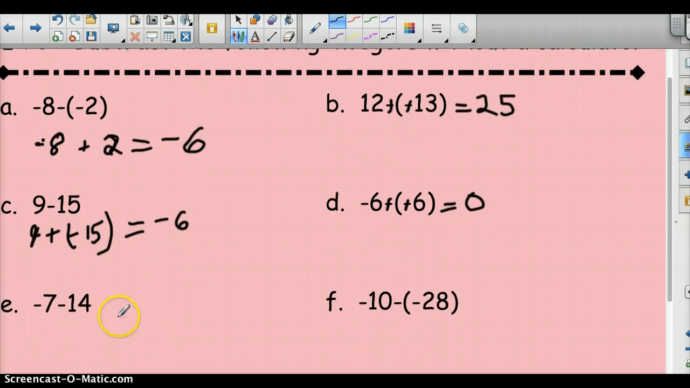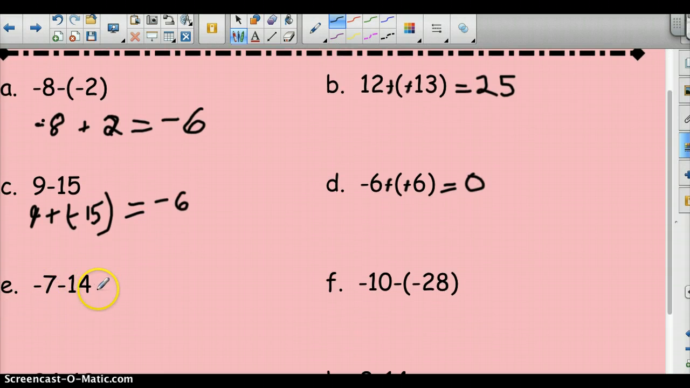Moving down here towards the bottom, we've got negative 7 minus 14. I'm going to do the same thing. I'm going to write it as negative 7 plus negative 14. I notice I am adding two negatives at this point, and the result will be a bigger negative. So negative 7 plus negative 14 must be negative 21.